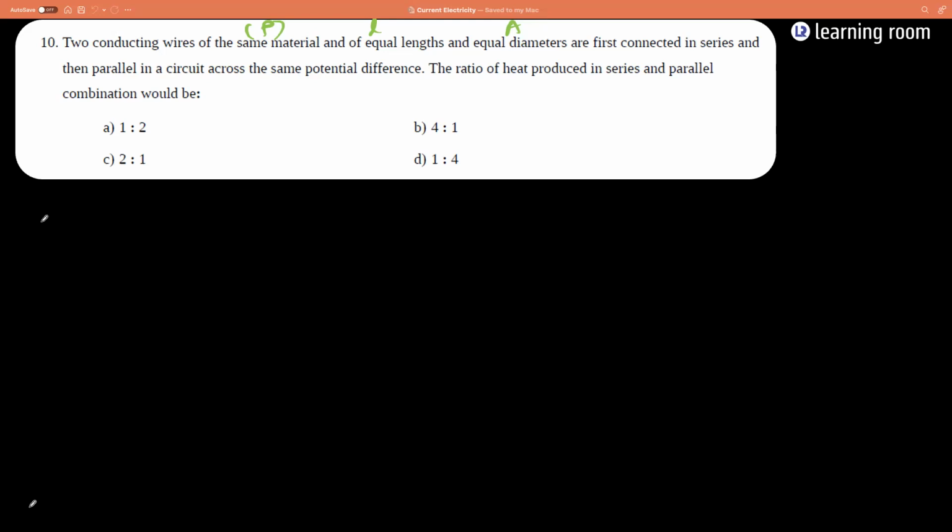They're asking the ratio of the heat generated in the series to the heat generated in the parallel, which will be I_S squared R_S into T divided by I_P squared into R_P into T. So T and T cancel. So how do you calculate the value of I_S and I_P?